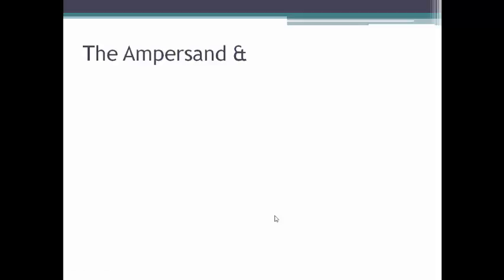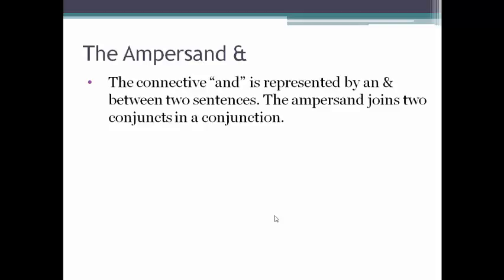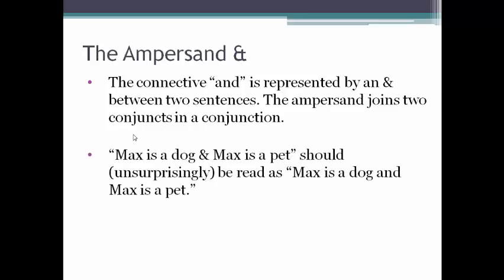The ampersand. In your book, they use a dot, but it's also common to use an ampersand, and that's what we're going to use here. When doing homeworks or quizzes, you can use the dot or the ampersand. The dot or the ampersand is the connective for and. The ampersand joins two conjuncts in a conjunction. So just as we call each part of a disjunction a disjunct, we call each part of the conjunction a conjunct. "Max is a dog, and Max is a pet" should unsurprisingly be read as "Max is a dog and Max is a pet."